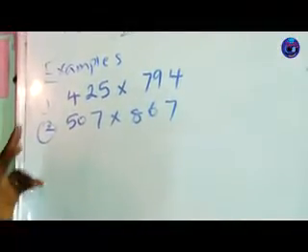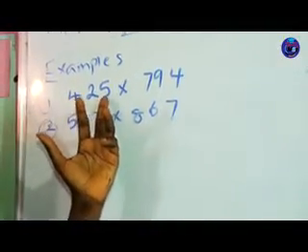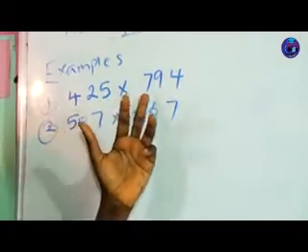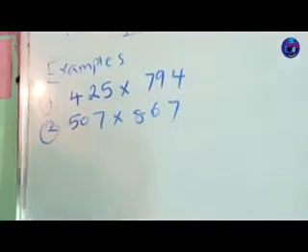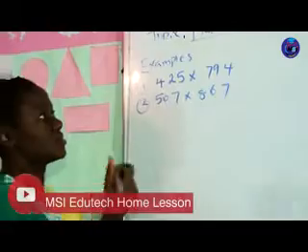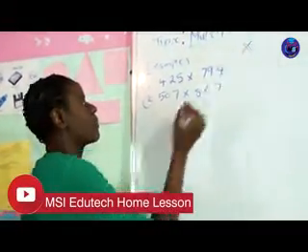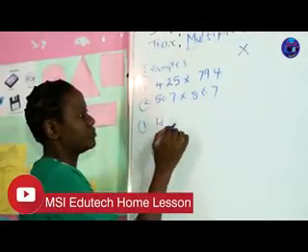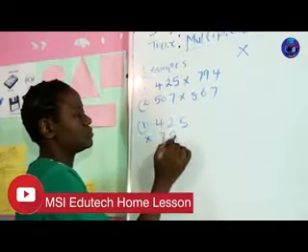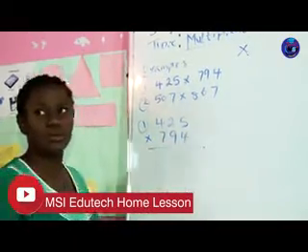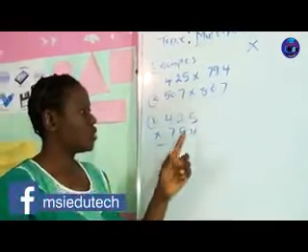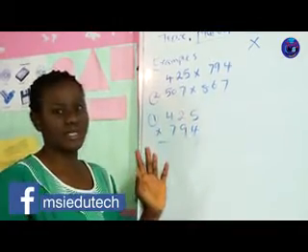Today we'll be talking about multiplication of 3 digits number. The first question, 425 times 794. Remember the multiplication sign, times. So what do we do? We'll take each digit individually.